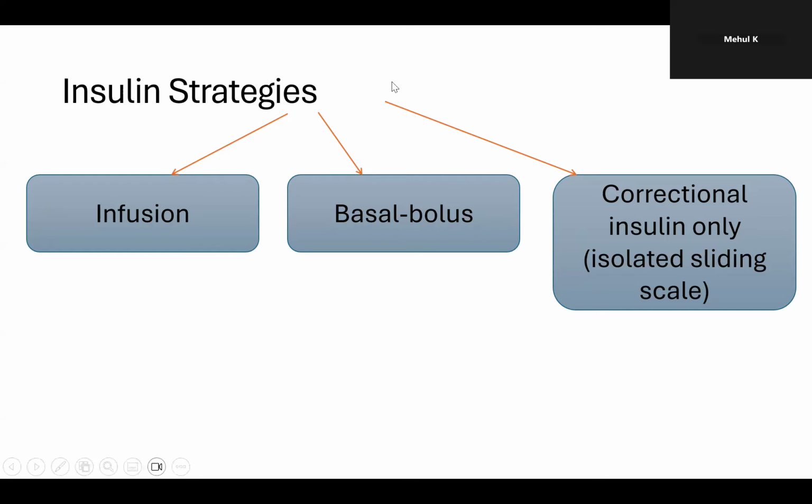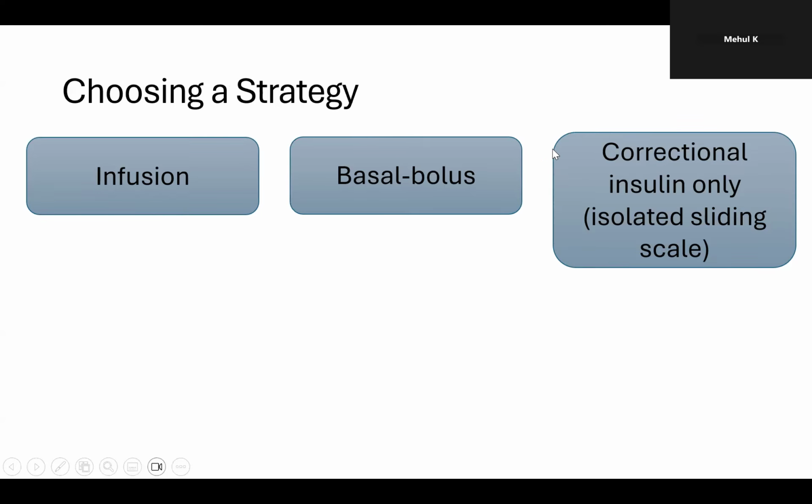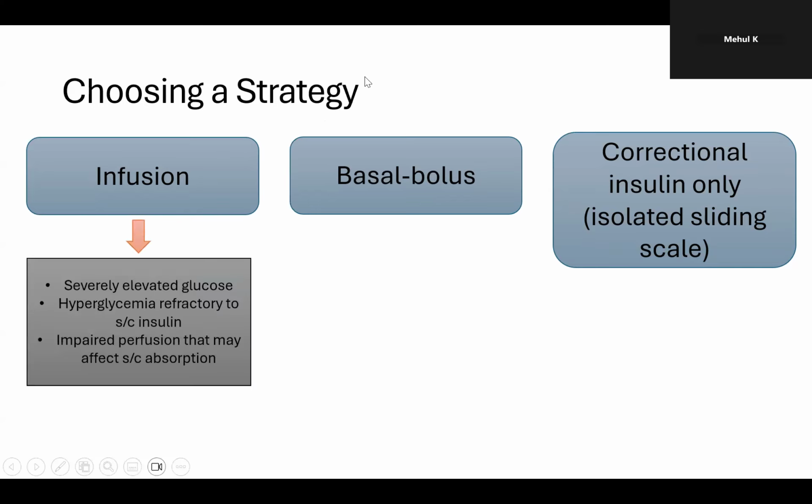And if you understand what I told you earlier, you will understand that the most physiological of the three options is going to be your basal bolus strategy. But there are some situations where the other two strategies might be a better choice. So, how do you actually choose between these strategies? When do you actually choose for an infusion outside of DKA/HHS?